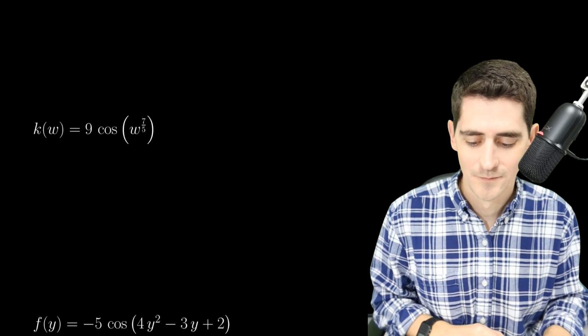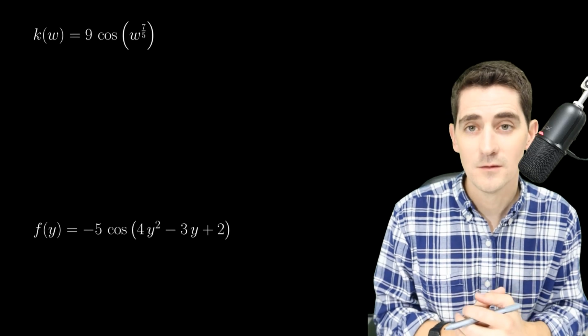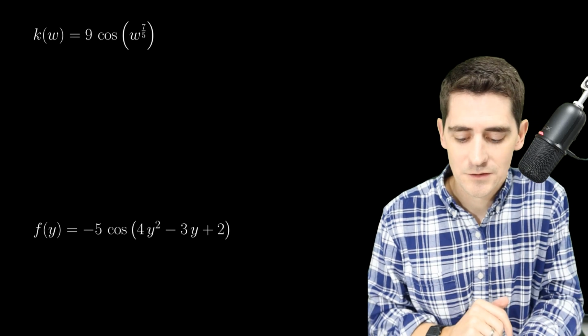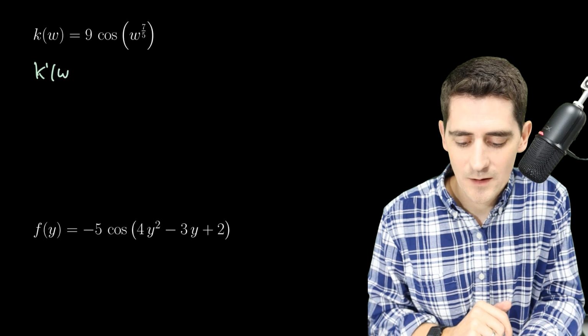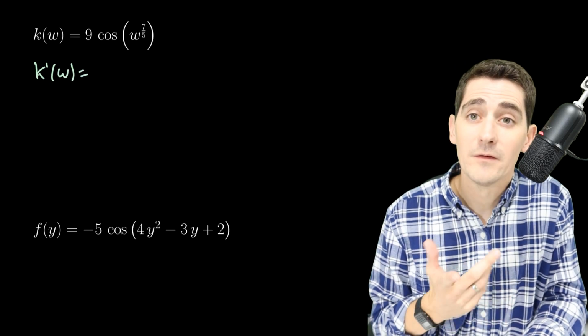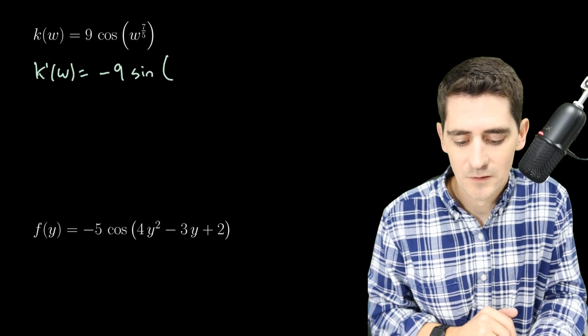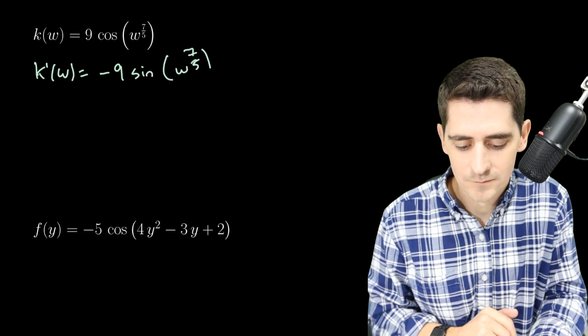Let's keep going. So now we have k of w is 9 cosine w to the 7/5 power. This is another chain rule situation. K prime is going to be, the derivative of cosine is negative sine. So I have negative 9 sine, leave the inside alone.